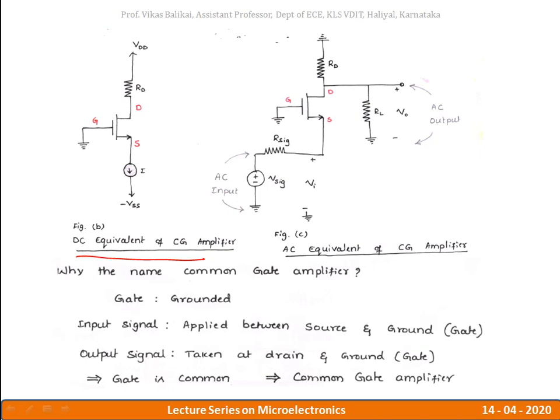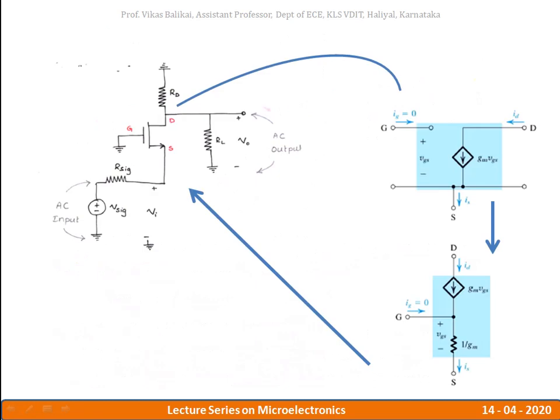Remember, these two are very important, particularly the AC equivalent circuit, because when we deal with amplifiers, normally it is the AC signal that we are going to amplify. Hence remembering or drawing an AC equivalent circuit for a particular circuit will be of utmost priority.